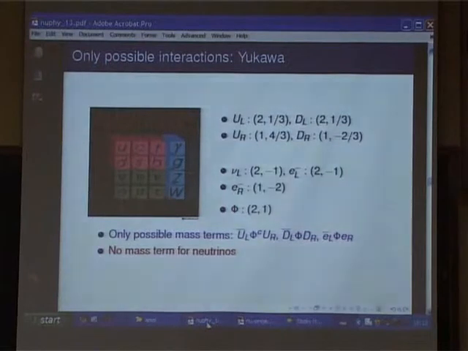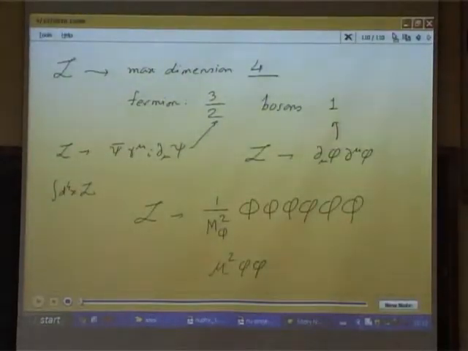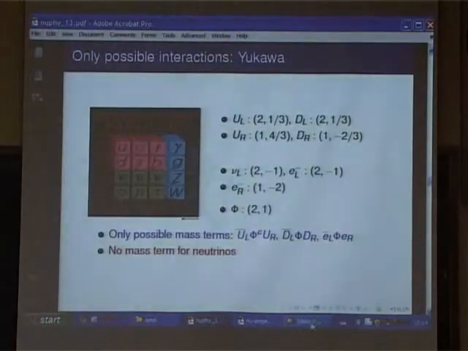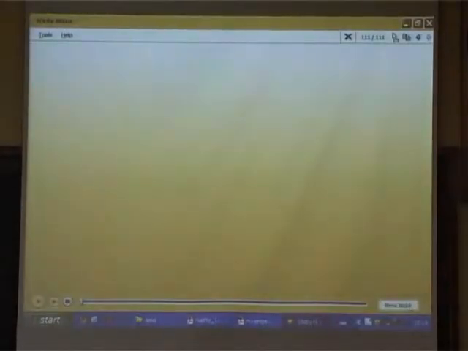Okay, so where were we? So now, this is what we know. We know that we can only write terms with dimension 4. So we have a maximum of 3 fields. Now, we need to check invariance under U1.